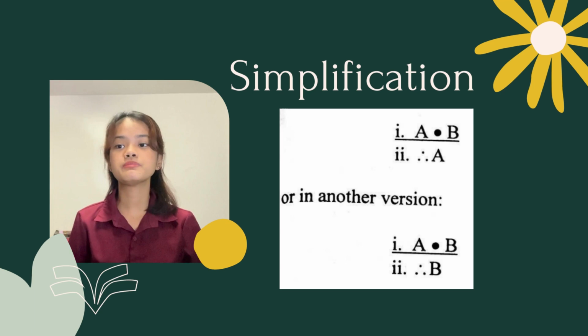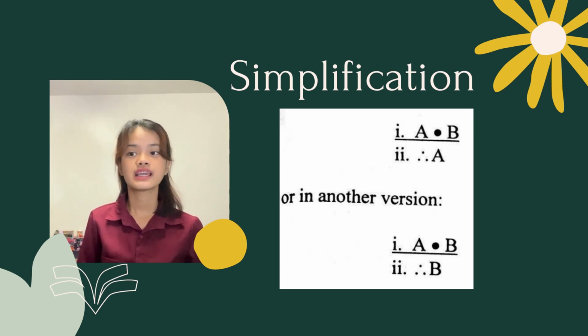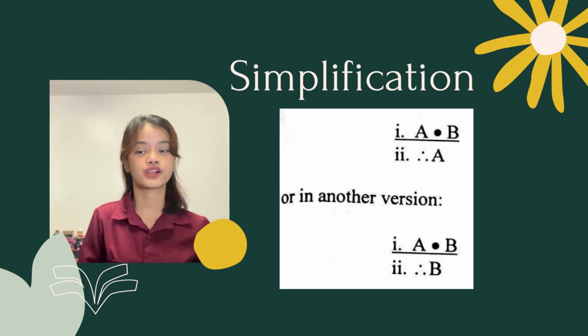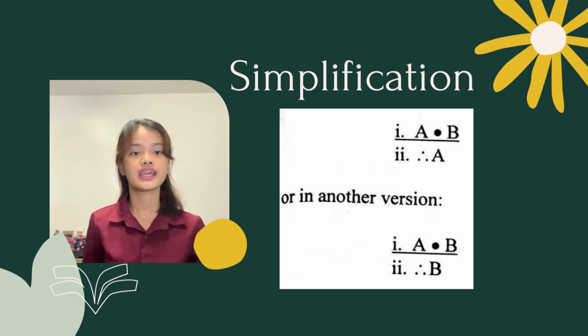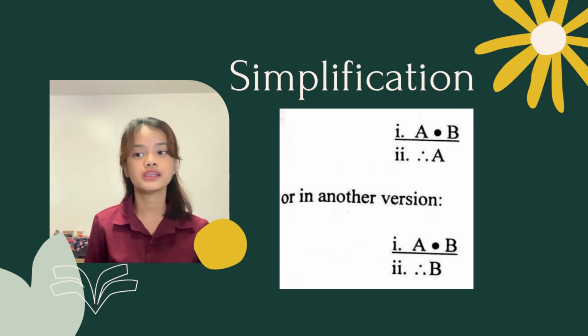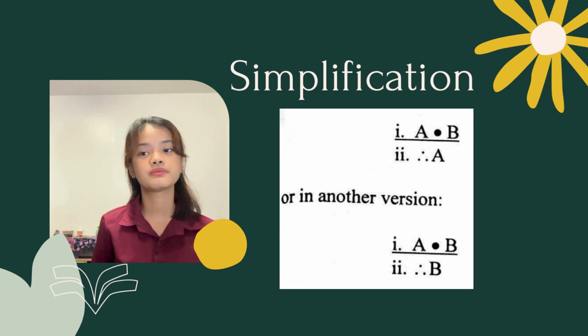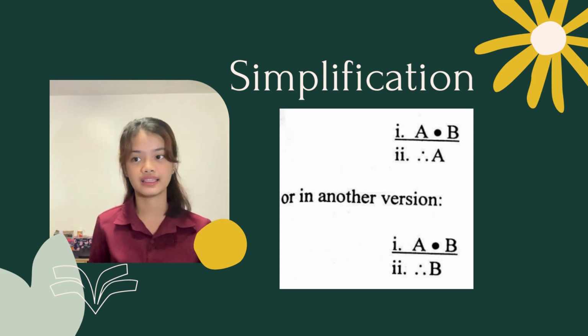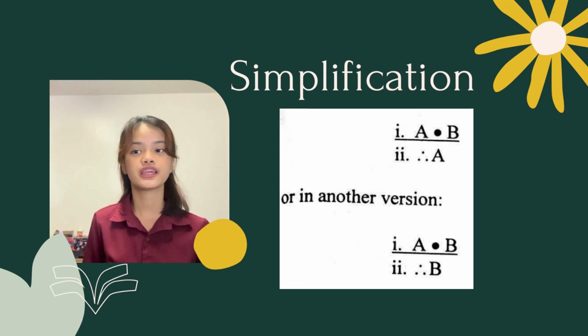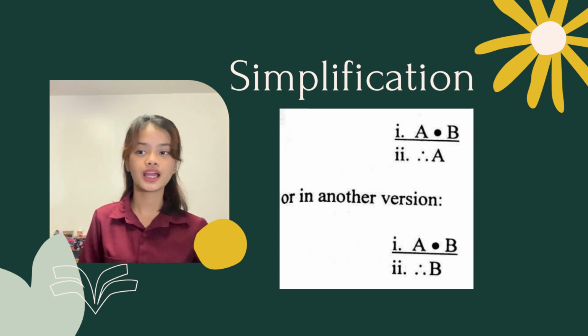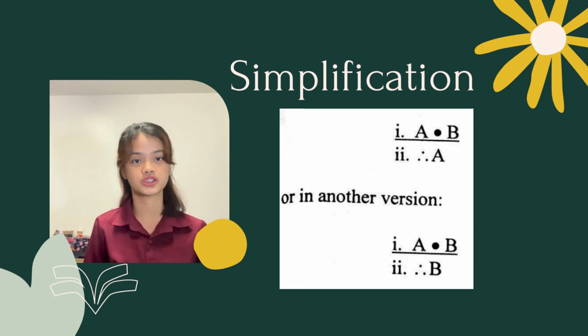The structure of simplification argument can be first, A and B, second, therefore A. Or it can be first A and B, therefore B. All arguments with this argument structure na ganito, valid lahat. In conjunction, we can conjoin two true statements. Sa simplification naman, nakakapag-conclude nga tayo ng isang statement mula dun sa conjunction.